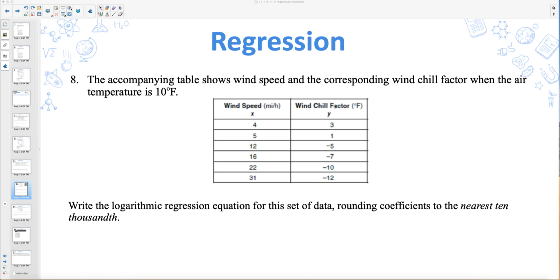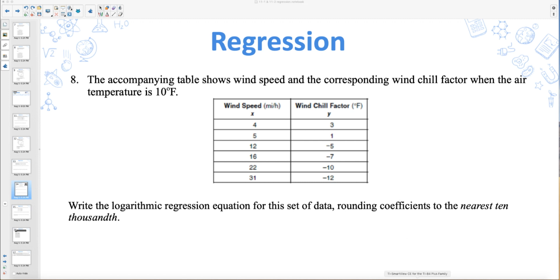Welcome back. We're going to do a second day on regression. Today we're just going to take a look at some different regression models. So in this first example, it gives us a table that shows wind speed in miles per hour and the corresponding wind chill factor when the air temperature is 10 degrees. So we have our table of values. We have for x, which is wind speed, y, which is wind chill factor.